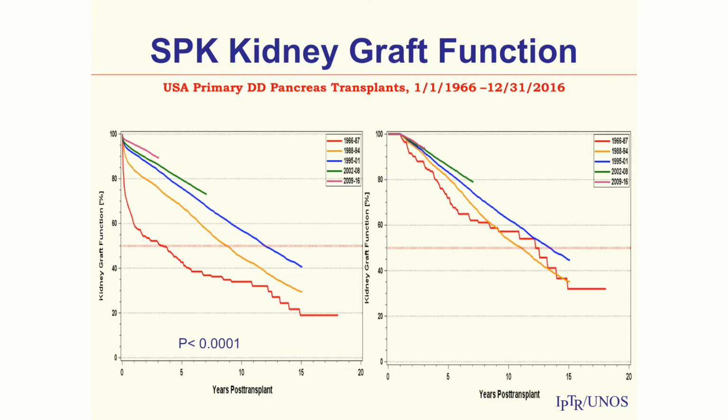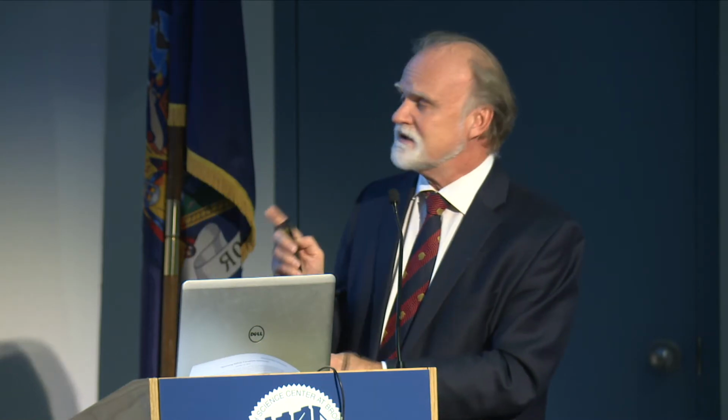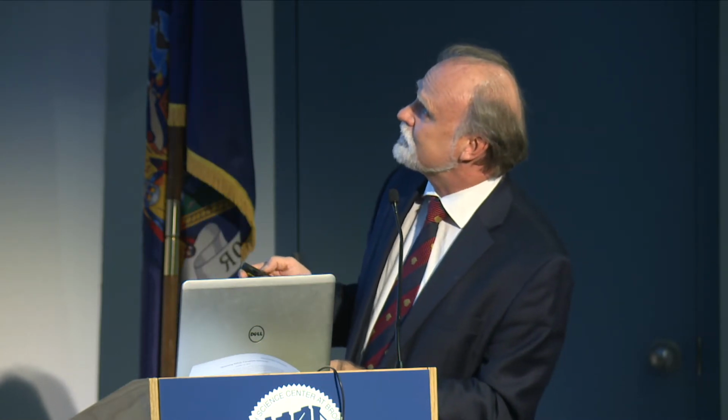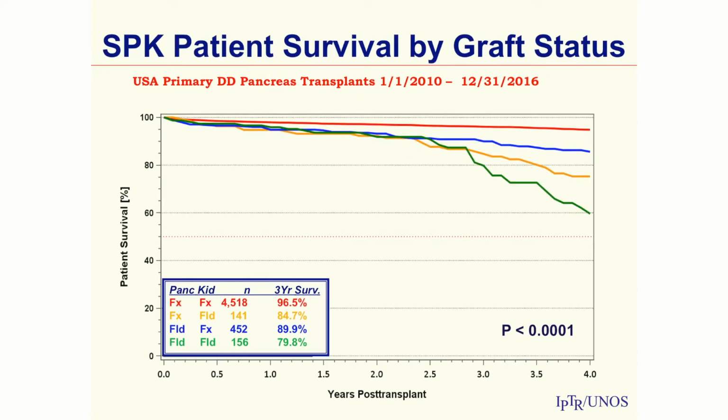But again, look at the progress that we have made. And again, if you extrapolate that, the 50% graft function for SPK recipients, the half-life, is about 17, 18, or 19 years in years to come. No difference between kidney and pancreas graft outcomes. Sometimes we have heard, particularly initially, that the pancreas is more immunogenic than the kidney. Doesn't appear to be true when we look at the conditional outcome. After the first year, there is no difference in SPK pancreas and SPK kidney graft outcome.